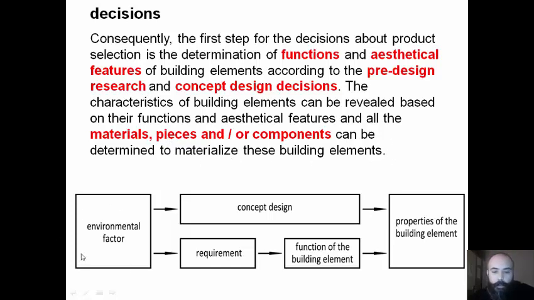We have environmental factors. We can determine the requirements of the user, and this will give us the function of the building element. So we can decide about the properties of the building element and its sub-levels, which materials, which pieces, which components we are going to use to form this building element. Also, according to these environmental factors, we can have a meaningful concept design, and we can use this design to decide about the aesthetical features of our building elements.